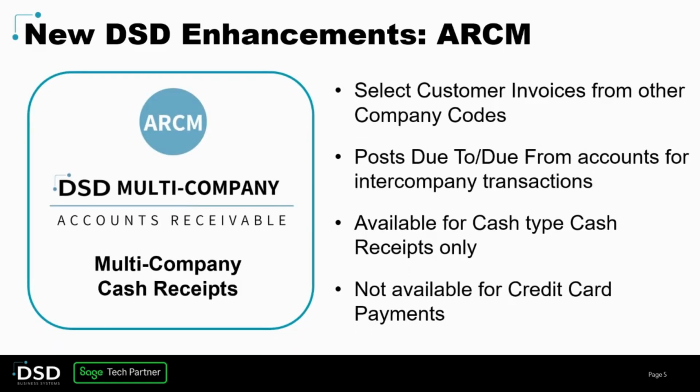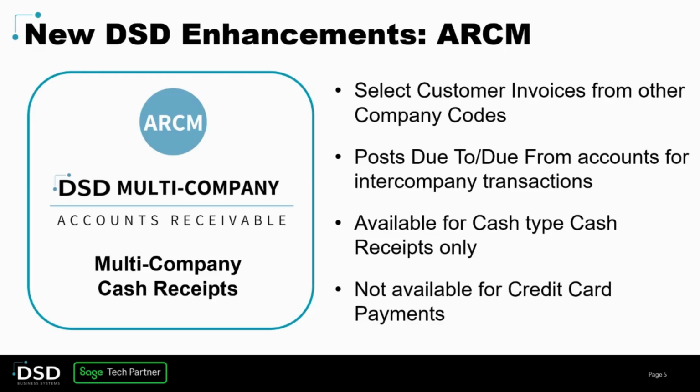Next up is our ARCM. It's the multi-company cash receipts enhancement. If you're familiar with our other multi-company enhancements, this allows for a parent company code to be able to process transactions on behalf of other company codes. And in this case, it's cash receipts.